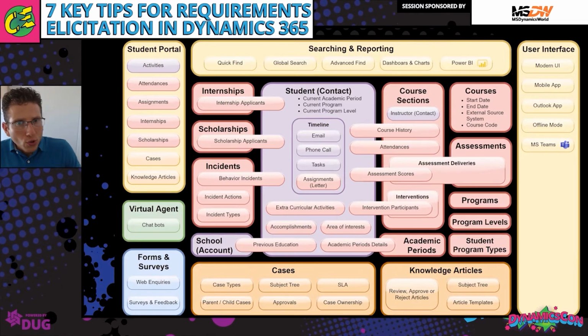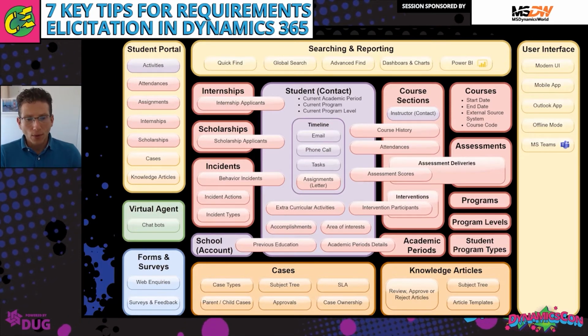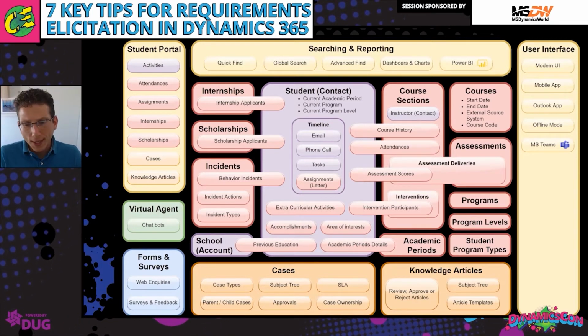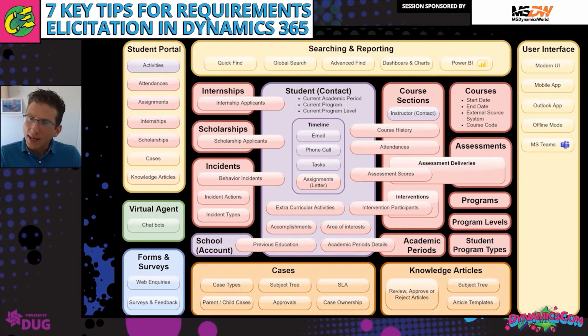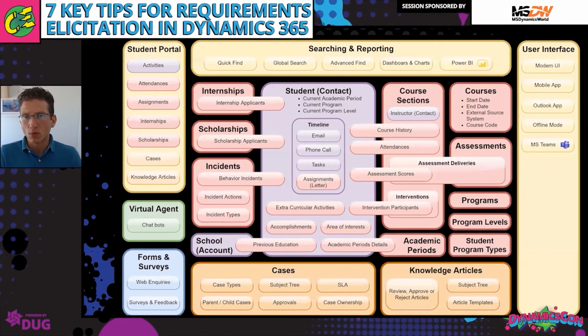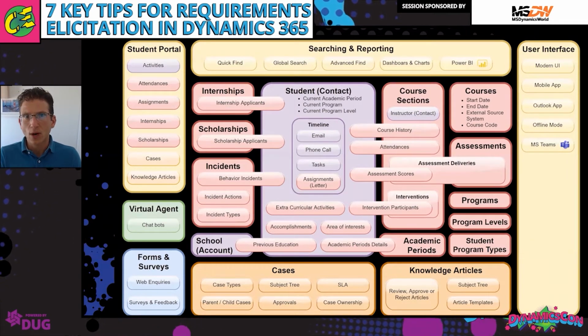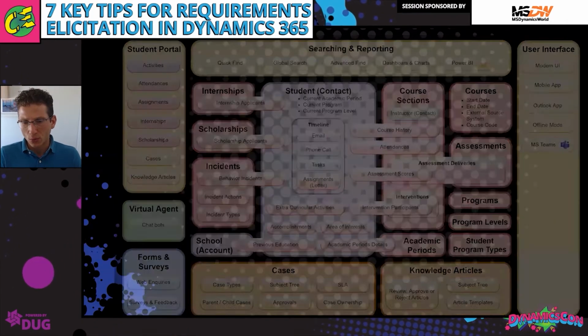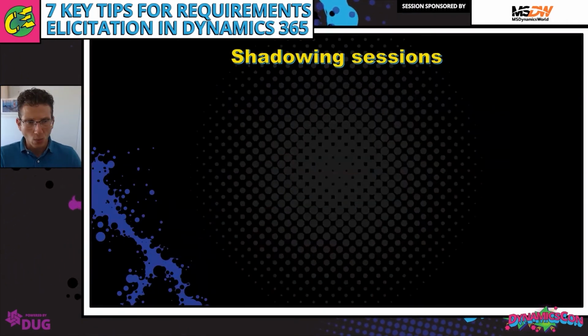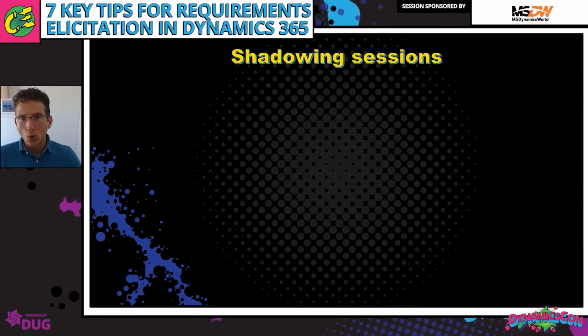Right, so those were the 3 diagrams I wanted to cover with you. The next 3 I'll be discussing now are more techniques. It's not really diagrams, but techniques that I use to elicit requirements. And the first one I wanted to show you is called shadowing sessions, or observation. And again, it's quite simple.